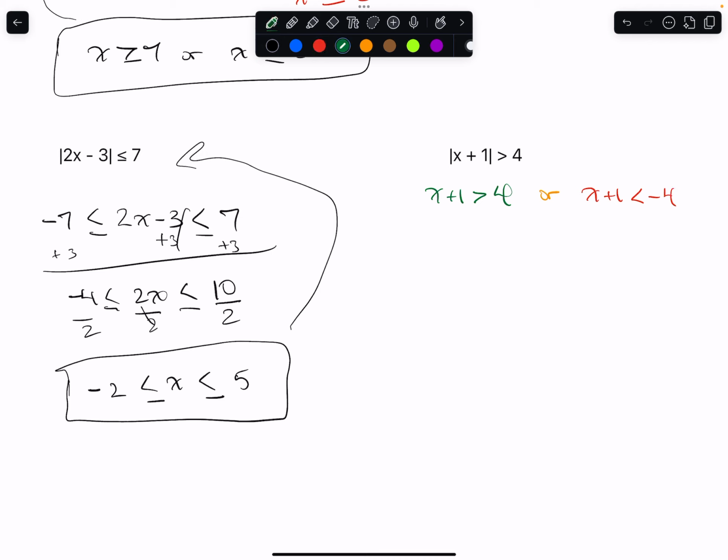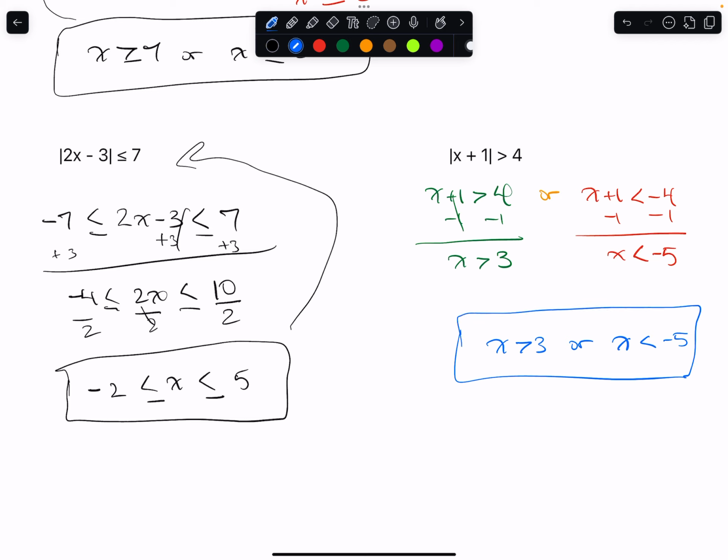So we'll continue to work on the green side. We'll work on the green side first. We get minus 1 on both sides, which makes x greater than 3. And on the negative side, we have minus 1 on both sides. x is less than negative 5. So our answer here simply states x is greater than 3 or x is less than negative 5.